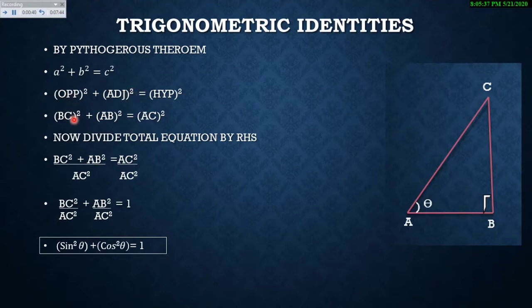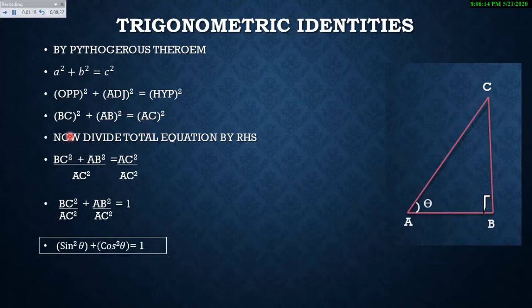So what is opposite? Opposite side is BC, right? Adjacent to the angle is AB, and hypotenuse is AC. Now we have to divide the total equation, BC square plus AB square equals AC square, by the RHS. What is meant by RHS? RHS is the side which is on the right of the equals symbol, the right hand side.